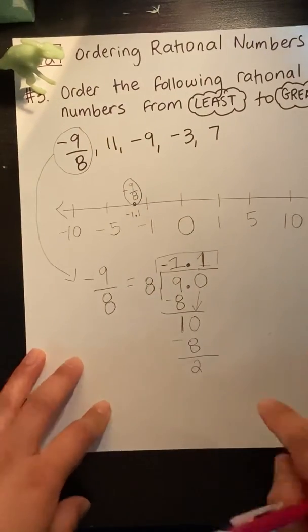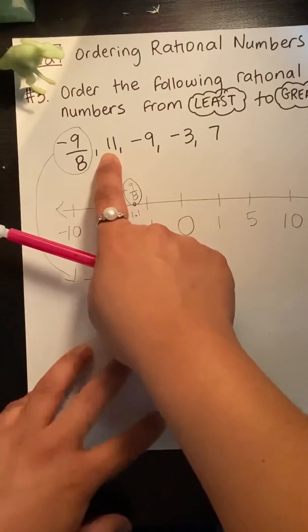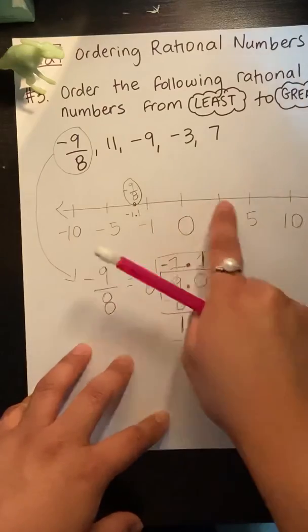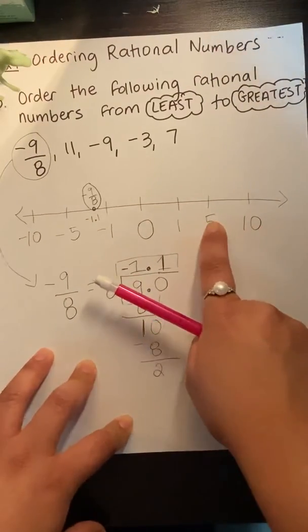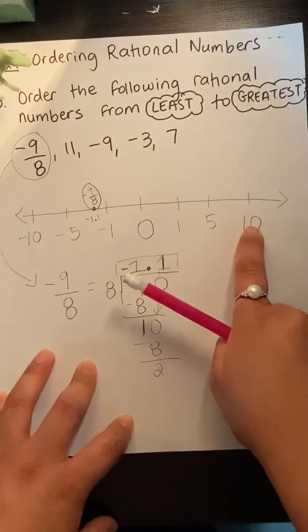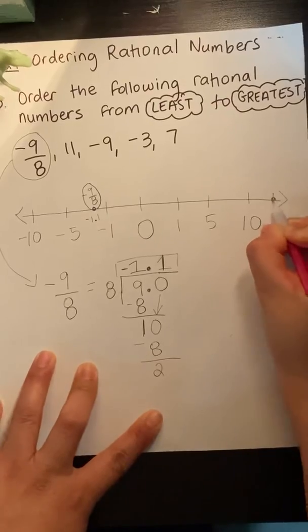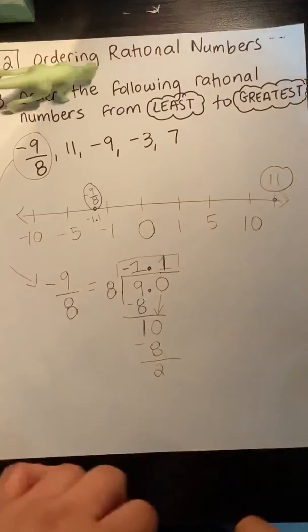Okay, now my next number is 11. I know 11 is positive, and it will be to the right of 0. It's going to be past 5, further to the right than 10. It's going to be around here. So I'm going to go ahead and write 11 up here and put a circle around it.